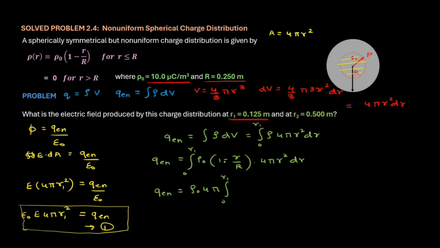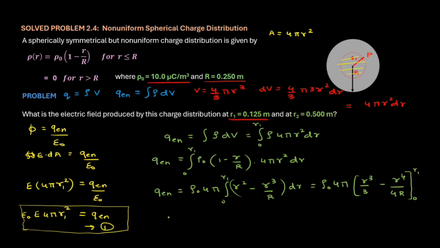So 1 times r squared gives you r squared, minus r times r squared gives you r cubed over R, dr. Take the integral of this term. We write rho naught 4 pi times the integral of r squared, which is r cubed by 3, minus the integral of r cubed, which will be r to the power 4 over 4 capital R. And this integration we are going to take from the limits of 0 to r1.